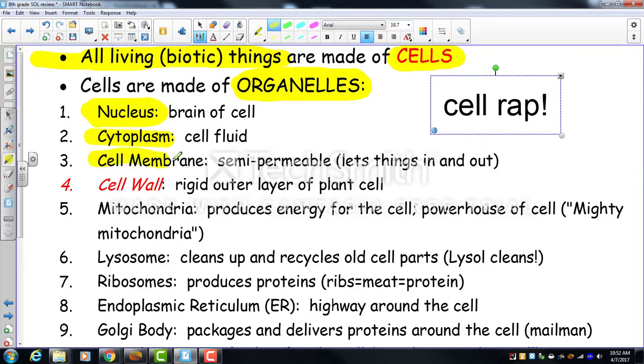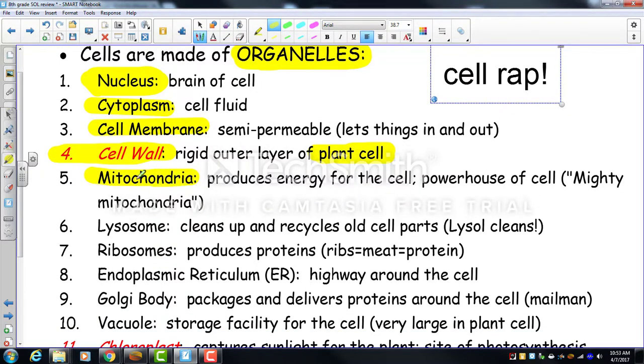The cell membrane is found in both plant and animal cells. It is a semi-permeable outer layer of the cell that controls what comes in and what goes out. Now, the cell wall is written in red because it is only found in a plant cell. The cell wall is a rigid outer layer that gives the plant cell kind of a boxy shape.